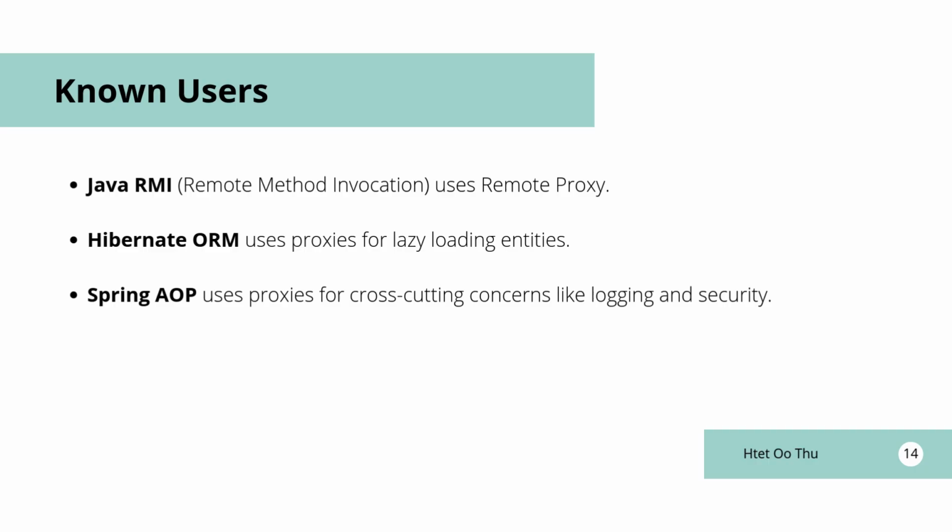I will present about the known uses for proxy patterns. Proxy pattern is widely used in real-world frameworks. In Java RMI, it allows objects on different machines to communicate through a remote proxy. In Hibernate ORM, proxies are used for lazy loading so that objects are only fetched from the database when needed. And in Spring AOP, proxies are created to handle cross-cutting concerns such as logging, security, and transaction management.